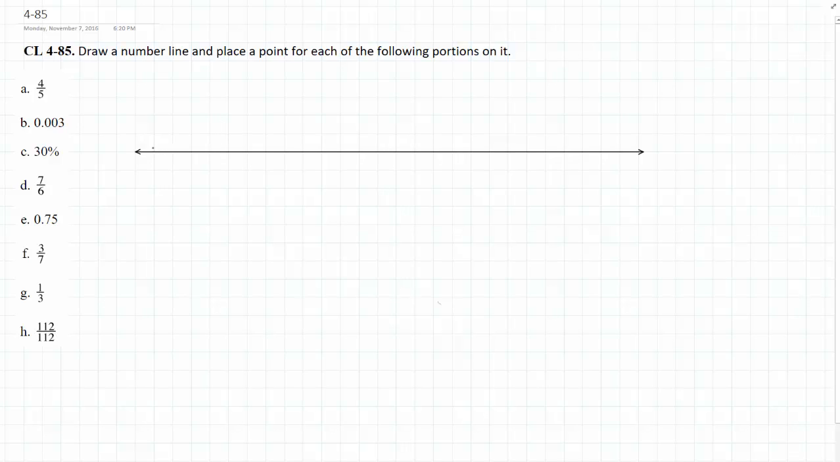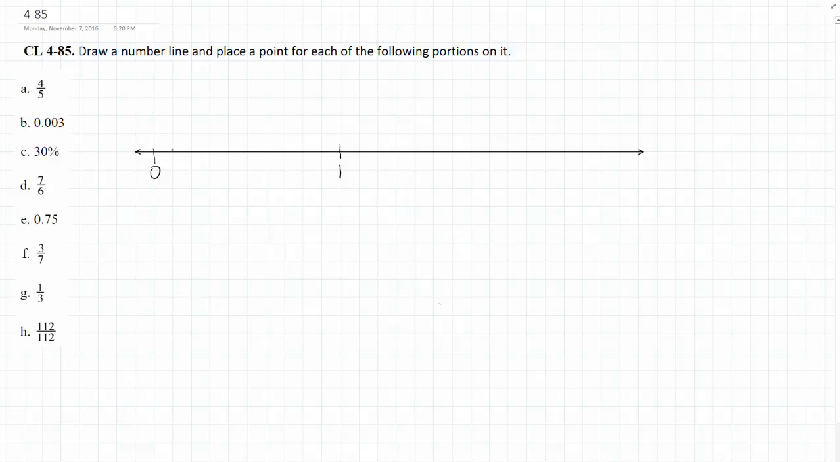So let's say right here we have 0. This will be 1, 2, 3, 4, 5, 6, 7, 8, 9, and let's say right here is 1. I'm comfortable starting with 0 here because it doesn't look like we have any negative fractions or negative amounts, so none of them are going to go under 0. So let's take a look at 4/5.